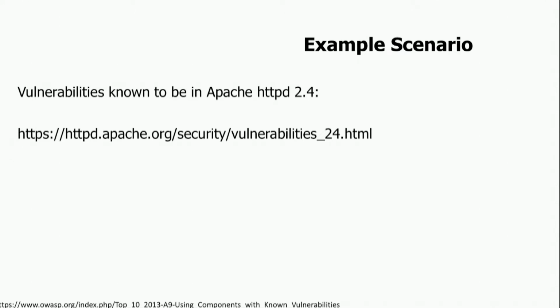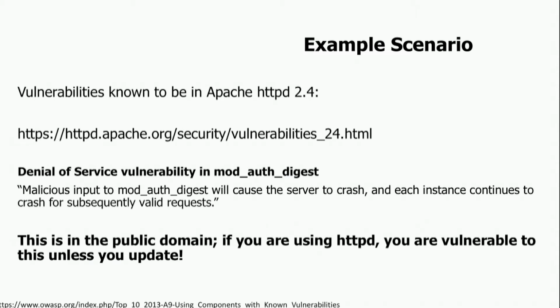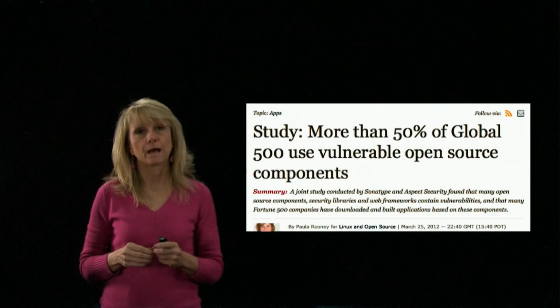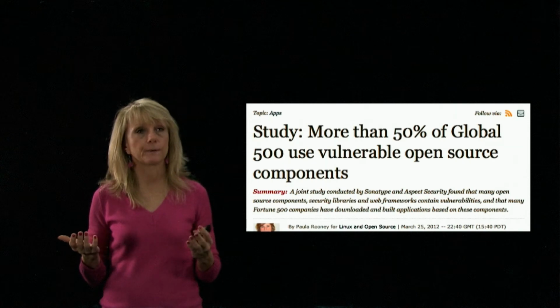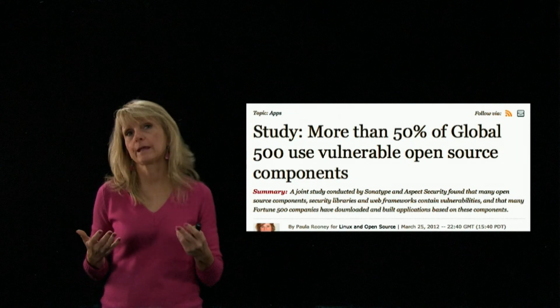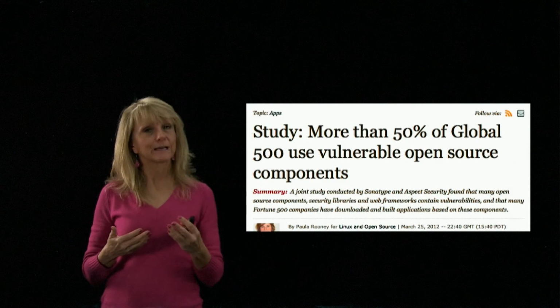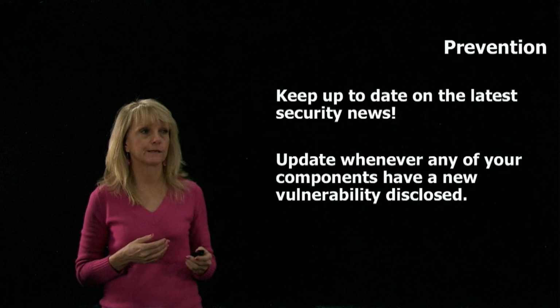So here's an example. Say you are using Apache 2.4, and then there's a vulnerability reported, and now that's in the public domain, and if you're using that functionality, now you're vulnerable unless you update it. Very important to keep updated. Here was a study that said 50% of the global 500 companies use vulnerable open source components. So if you're an attacker, this is a weak link. It's easy to go and find out what versions people are using and to use it against you.